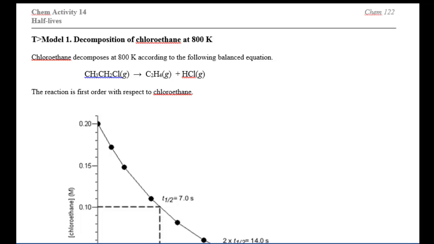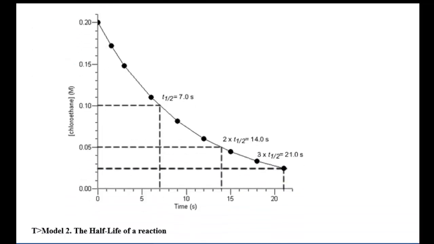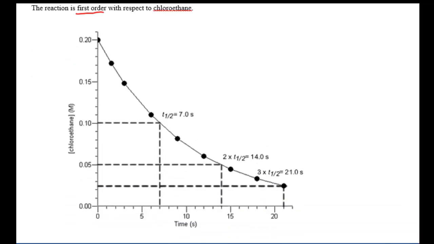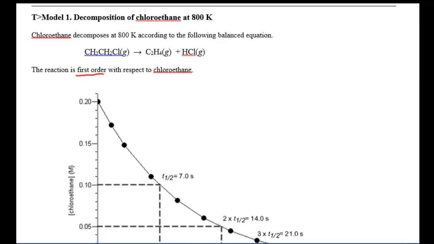So we'll start with the decomposition of chloroethane, which you're told right at the top here is a first-order reaction. Now you can see a graph for this particular decomposition where the concentration of chloroethane is on the y-axis and the time is on the x-axis, and I'm hoping from the shape of the graph that you would already suspect that it may be a first order reaction.